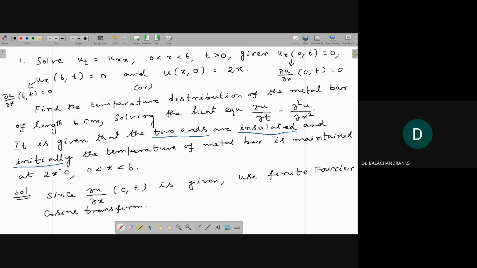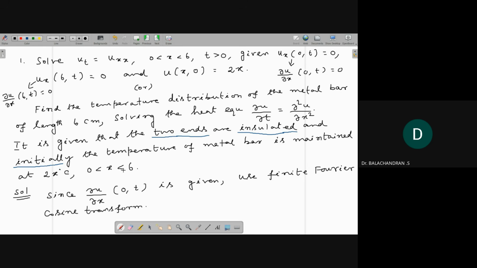Sometimes they don't give these conditions, so you should understand from this line and then write the condition. And initially the temperature of the metal bar is maintained at 2x degree, and initially means at t equal to 0. The temperature of the metal, that is u of x comma 0, is equal to 2x, where x lies between 0 and 6.